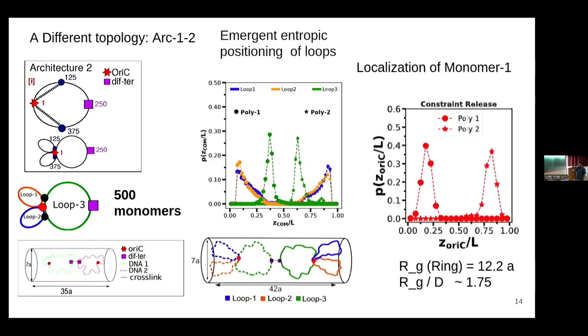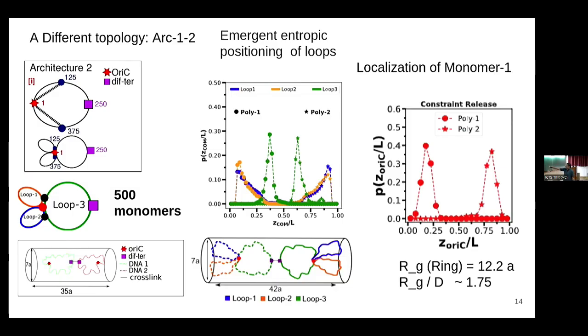Next, I'm going to play the same game with another polymer topology, which has 2 small loops and 1 big loop. Now I'm going to have 2 polymers, but I'm also going to have an extra crosslink between these 2 polymers. So each of these polymers are like this, and they are basically trapped inside the cylinder.